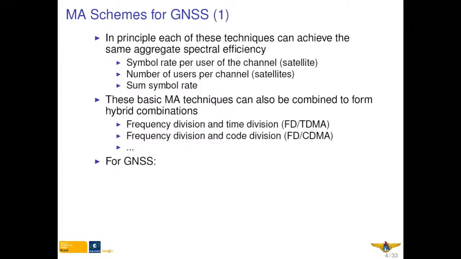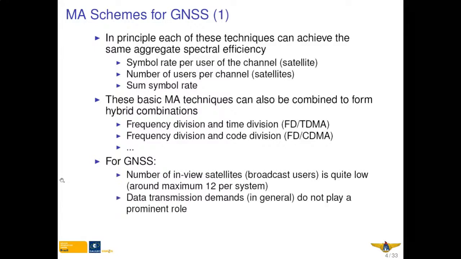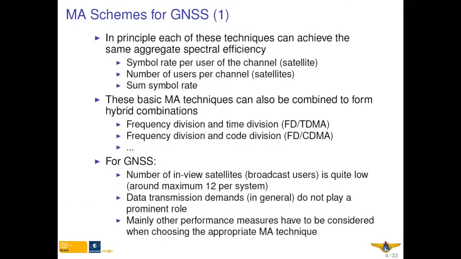For GNSS, we have to consider that the number of in-view satellites that broadcast to users is quite low, so around maximum 12 per system at the same time. Data transmission demands in general do not play a prominent role in GNSS. And mainly other performance measures have to be considered when choosing the appropriate MA technique.